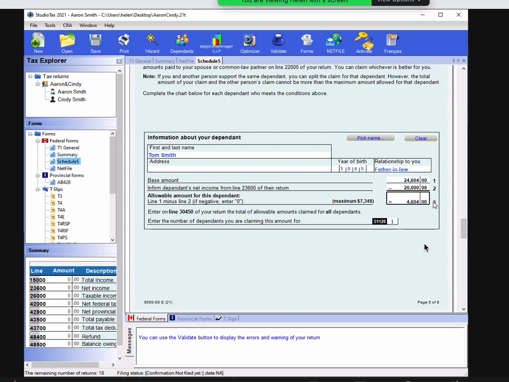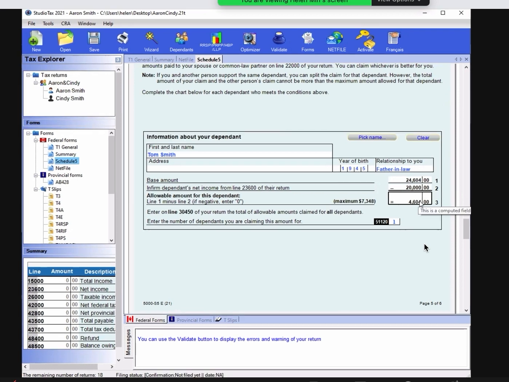So I said, your father's net income is over 23. In 2020, the threshold is not 24, it's 23 something. I said it's over 23 something, and she said yes, more than that. So he cannot get it. The net income is over this amount, so the credit is zero, right?